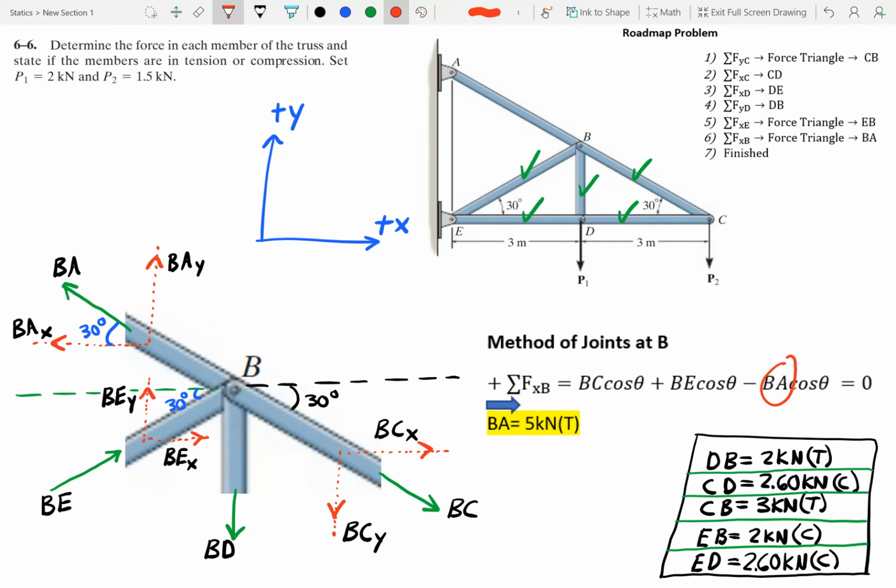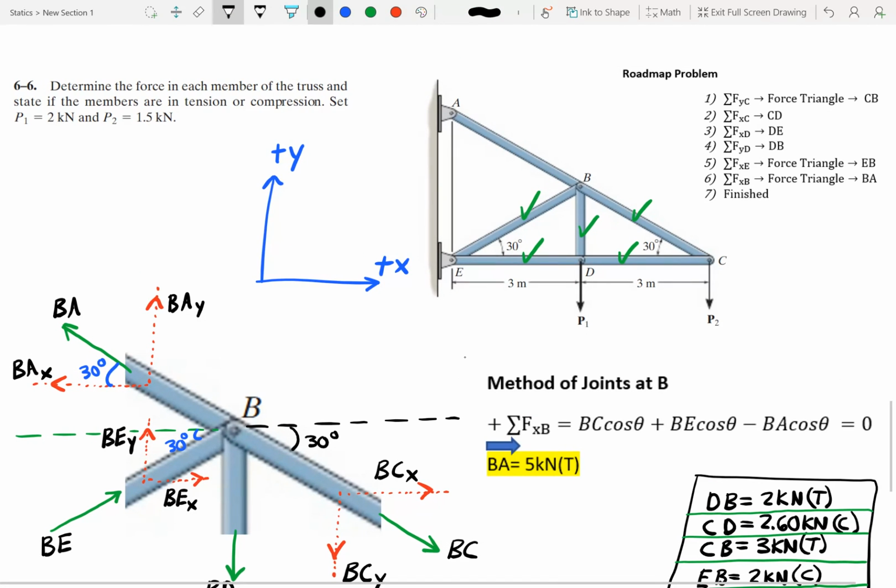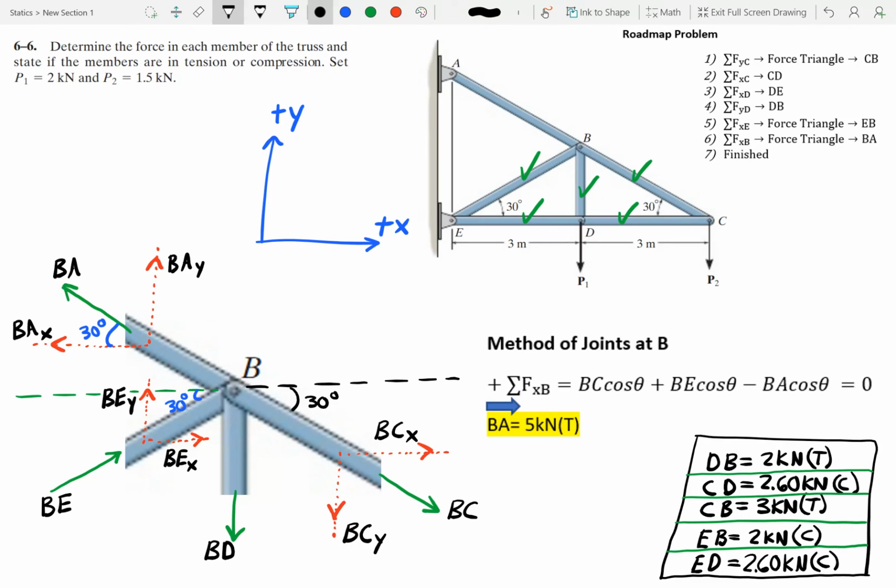Whenever I solve for BA, I get a positive number. So that tells me that I selected the right direction here. So BA for sure is in tension. In the end, we get this. Solve for every member here. Oh, we're done.